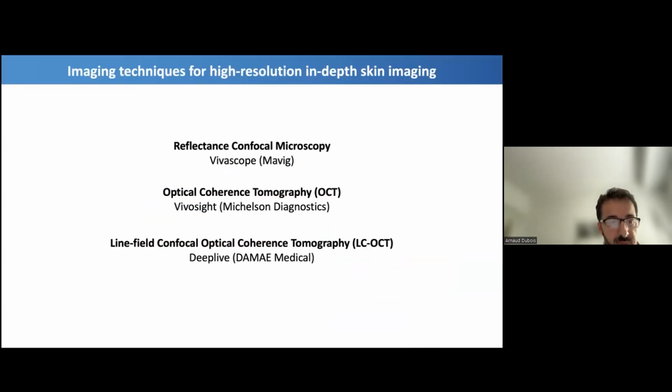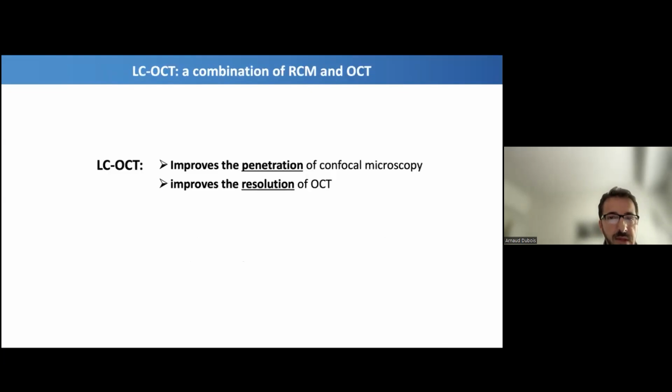Several techniques have been developed for imaging in dermatology. The most common high-resolution techniques are reflectance confocal microscopy, RCM, optical coherence tomography, OCT, and more recently, line field confocal optical coherence tomography, LC-OCT. LC-OCT is a combination of confocal microscopy and OCT. So as a combination of both techniques, LC-OCT improves the penetration of confocal microscopy and improves the resolution of OCT.